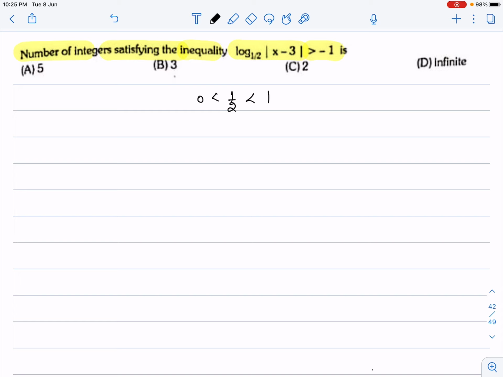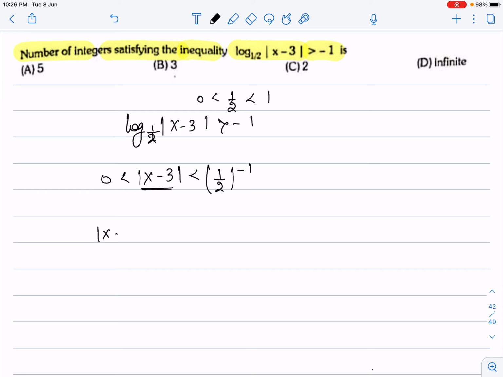So what should be written by me? Log of mod of x minus 3 base 1 by 2 is greater than minus 1 is given to you. Now taking anti-logarithm, mod of x minus 3 is less than 1 by 2 to the power minus 1, which is 2. Also, mod of x minus 3 is greater than 0 over here. So mod of x minus 3 is greater than 0 and mod of x minus 3 is less than 2.